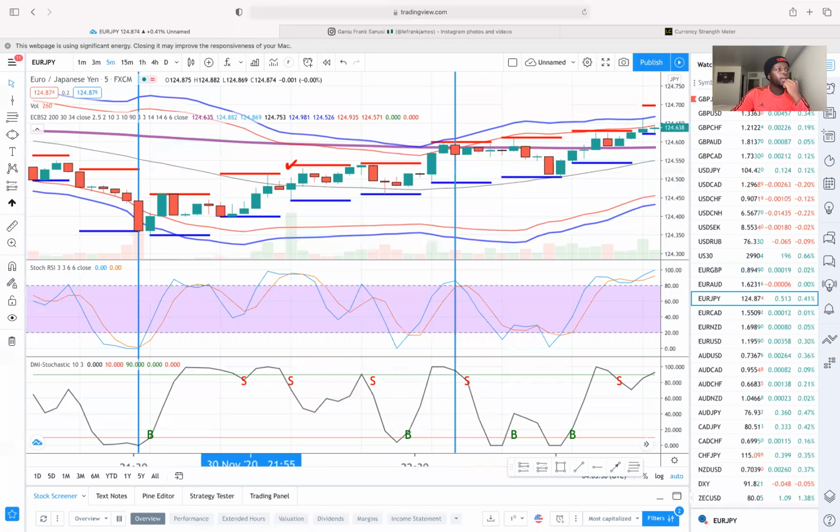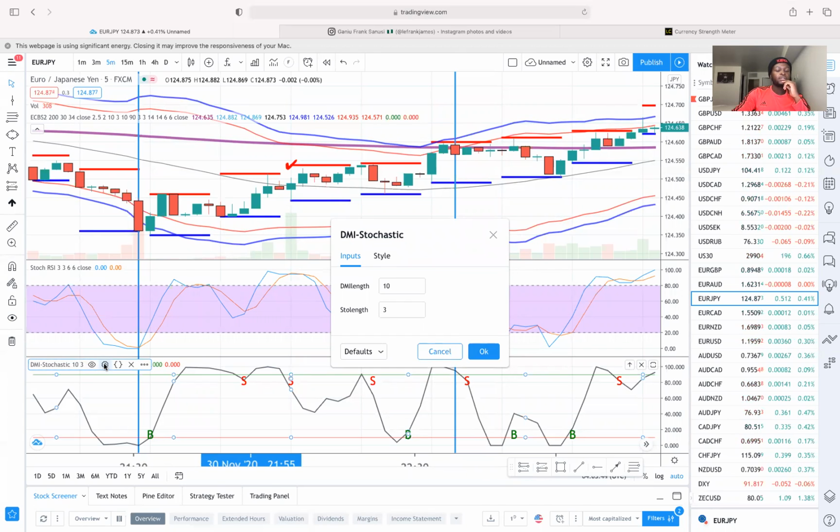How did you add the bands on settings? Okay, so I'm just going to read this question and then answer them together. This one says, how do I add the B and the S on the DMI? What you want to do is come to settings. To find the settings, put your mouse cursor on top of DMI Stochastic on the left side, and then click on that little gear that says settings.